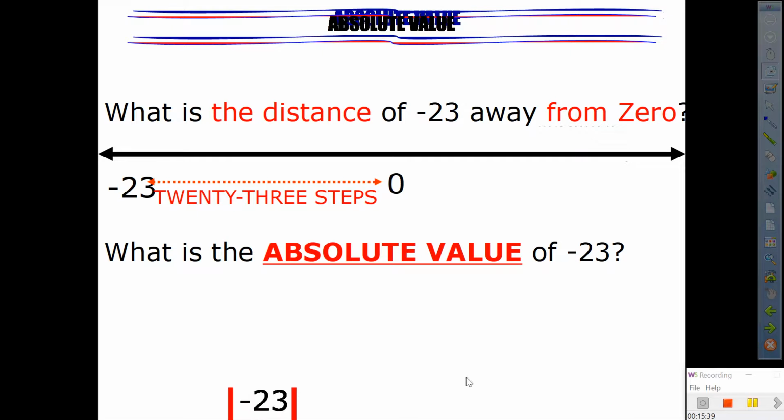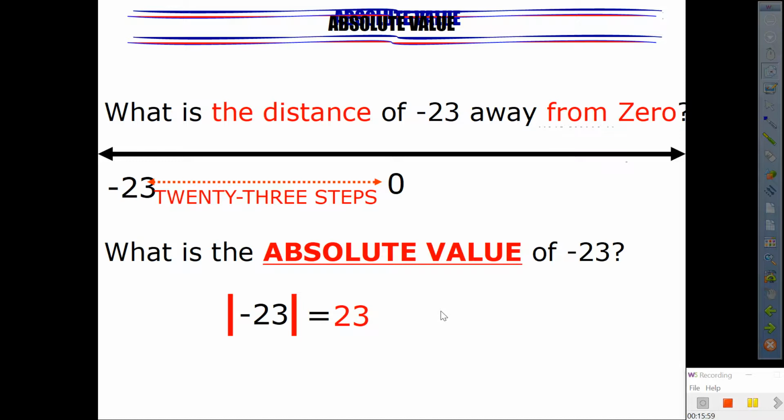All right. So another way of writing this or saying it is, what is the absolute value of negative 23? And how do you write that with symbols? Negative 23 with 2 bars like that. So how do we say, what is the absolute value of negative 23? Well, it's positive 23. Why? Because it's the distance of negative 23 away from 0. Yes? Now let me present this in a little bit of different form.